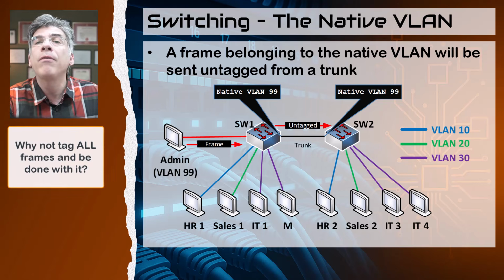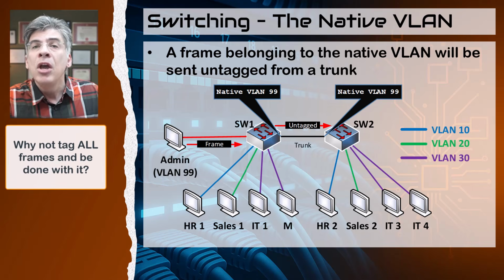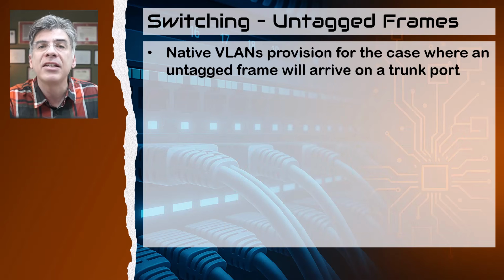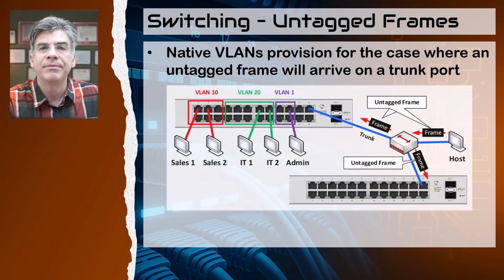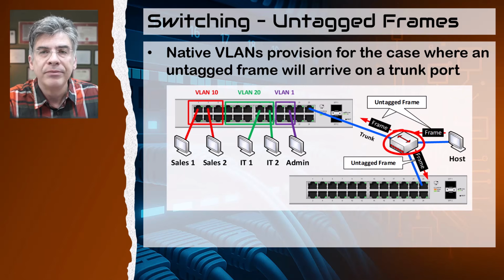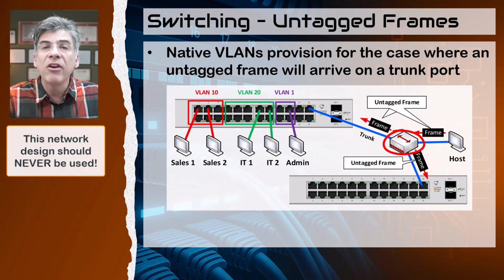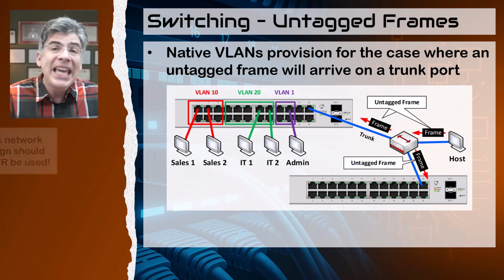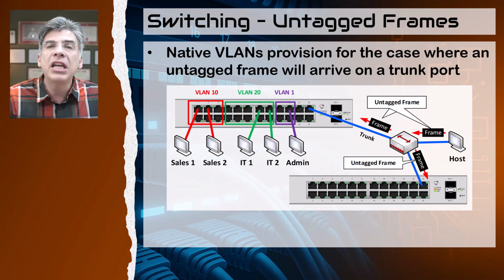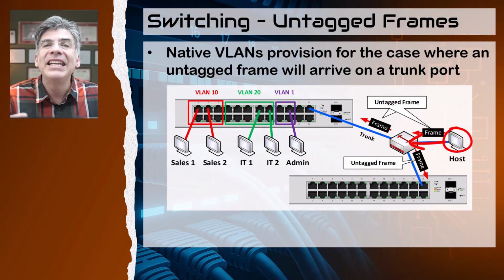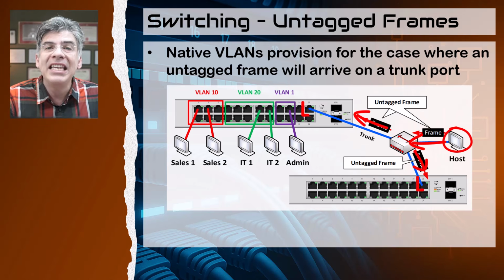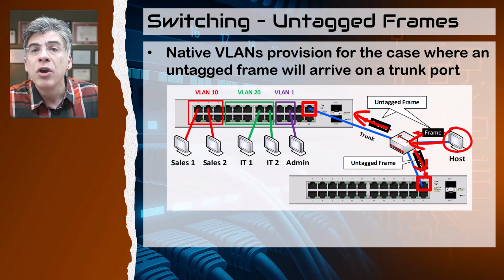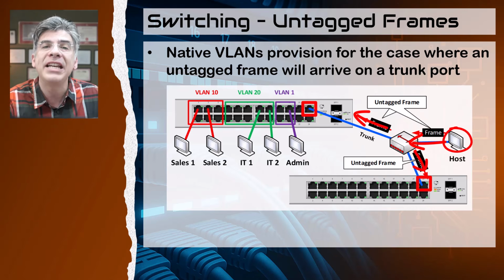Why not tag all frames and be done with it? Well, you must provision for the case where an untagged frame will arrive. Under what circumstances may that happen? Well, take a look at this. Now, this here is a hub. Just to be clear, this is a very bad network design, but it is a scenario where an untagged frame can enter a trunk port. Any communication from this host will result in untagged frames reaching these two trunk ports. Those ports will place those frames on the native VLAN.